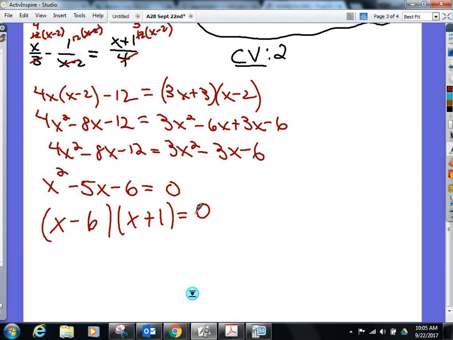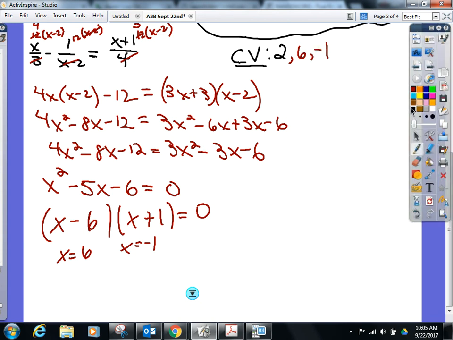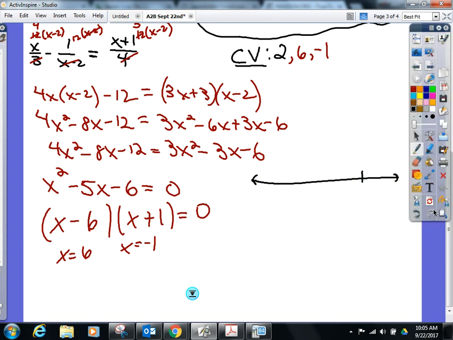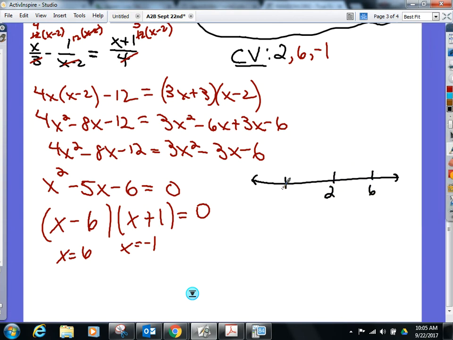So I have two more critical values, and what are they? 6 and, all right, here we go. So I have a total of 3 critical values right now I have to put on my number line. Here we go. 2, 6, and negative 1. So you're going to have to test how many total values here? Do you see how many values you have to test? Not 3 this time, 4. Yep, 4 values.